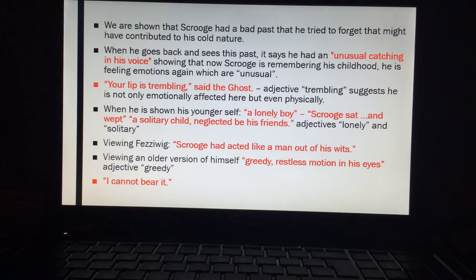And actually Scrooge says himself, I cannot bear it. So this is only the first ghost, and he is already changing. And, you know, I can't bear it. He actually can't stand to witness what he witnesses, this lonely child and this past that has actually shaped his future.